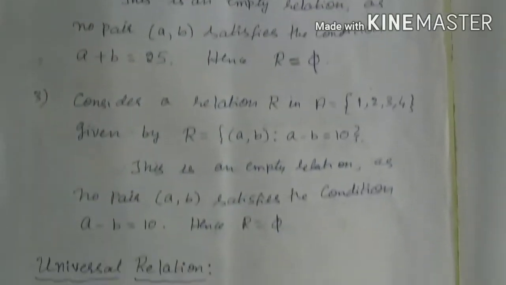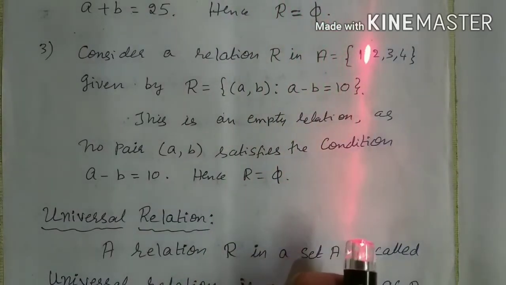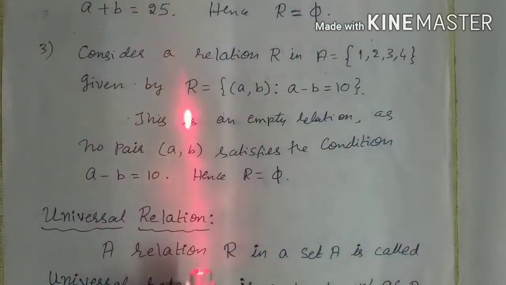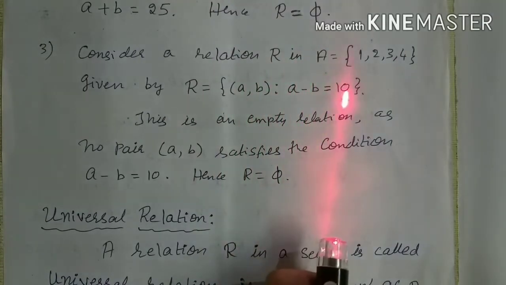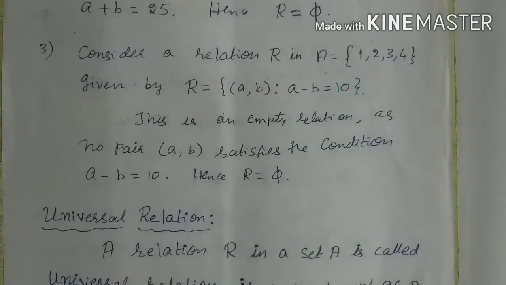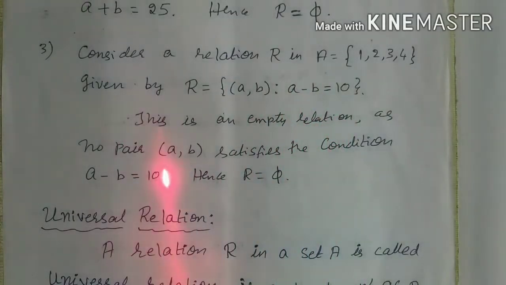Let us consider another example 3. Here the set is defined by 1, 2, 3, 4 and the relation is defined as (A, B) such that A minus B is equal to 10. Here also this is an empty relation because no pair (A, B) satisfies the condition A minus B is equal to 10. Hence R is an empty relation.